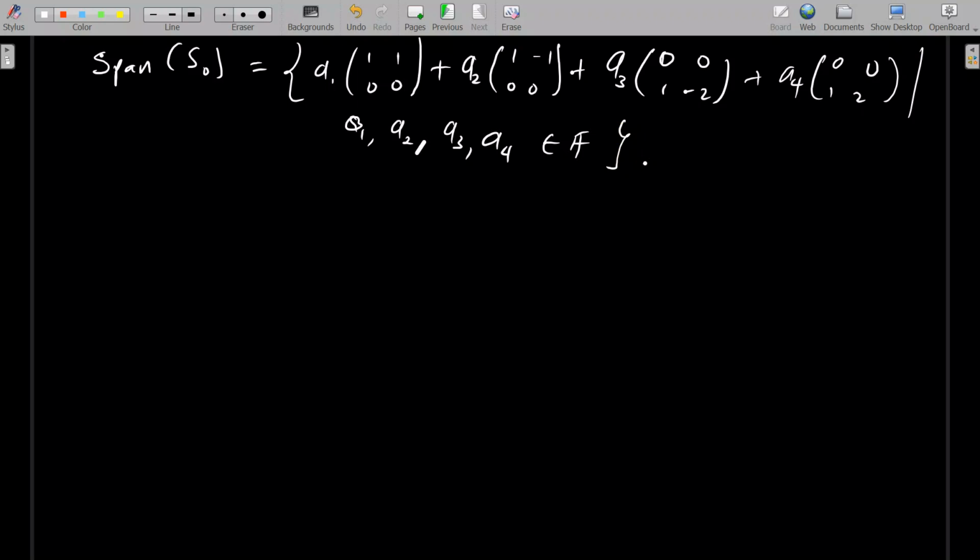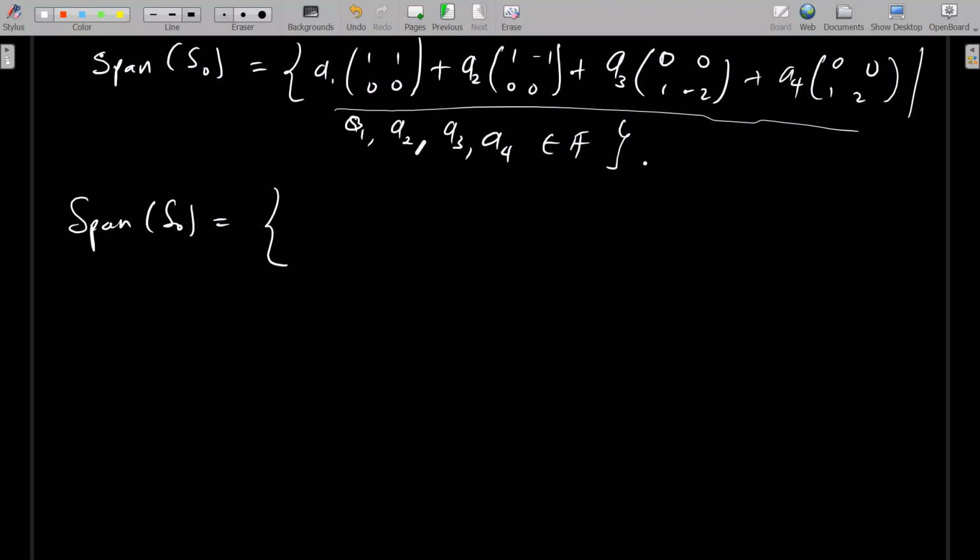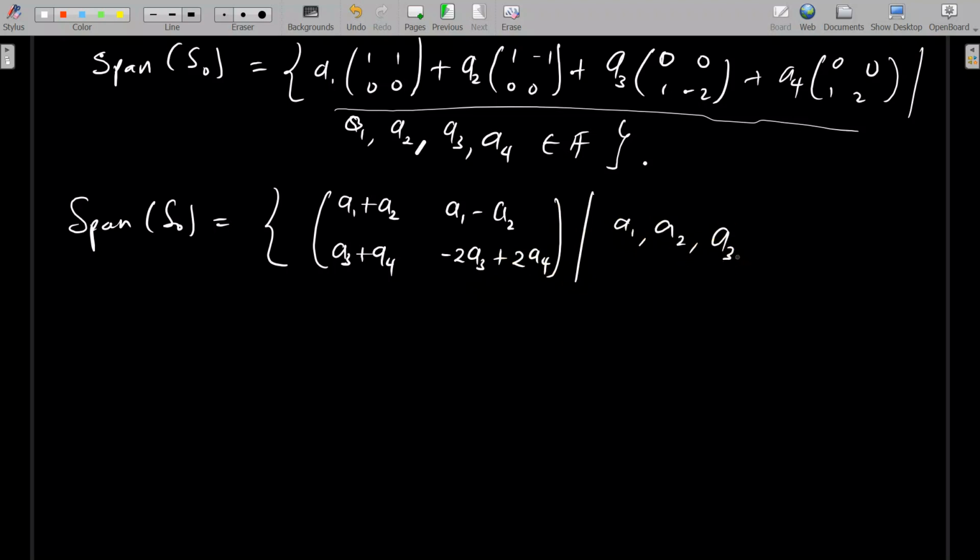So what we're going to do here is sum this, or try to simplify it as much as we can. Okay, so the span S0, if you do the simplification, you're going to get the same thing that we had earlier, which is going to give us a1 plus a2, and then a1 minus a2, a3 plus a4, and then negative 2a3 plus 2a4, such that your a1, a2, a3, and a4 are from the field.